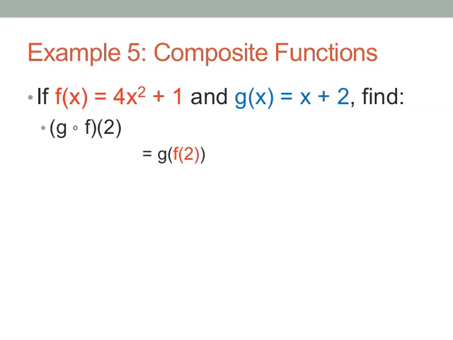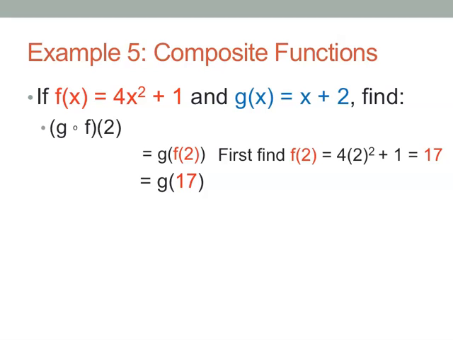So f of 2, we simply plug 2 into our function f. So we have 4 times 2 squared plus 1. So that's 4 times 4, which is 16, plus 1, which is 17. All right, so now we have our result there. Now I'm going to plug the 17 in for f of 2. So this is going to be g of 17 now. And now I plug 17 into the function g. So this is 17 plus 2, which is 19. So my answer is 19.